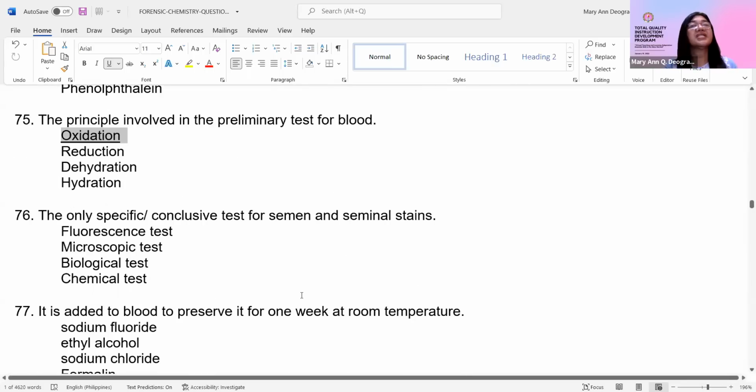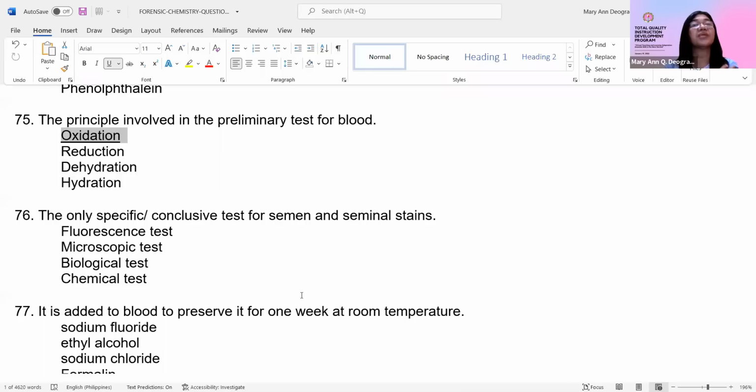Number 76, the only specific or the most conclusive test for semen and seminal stains. Your answer. Tingnan natin yung last na sumagot. Okay, letter B. Tama. Sino yung laging sumasagot ng tama? Classmate ko yung sumasagot ng tama.